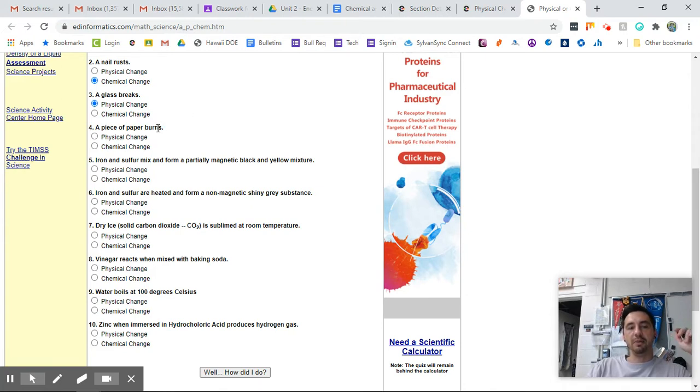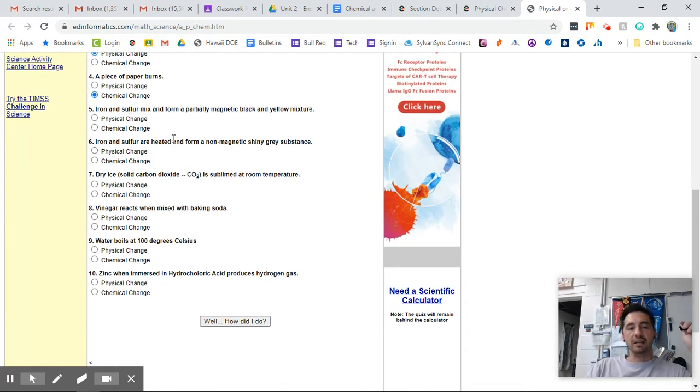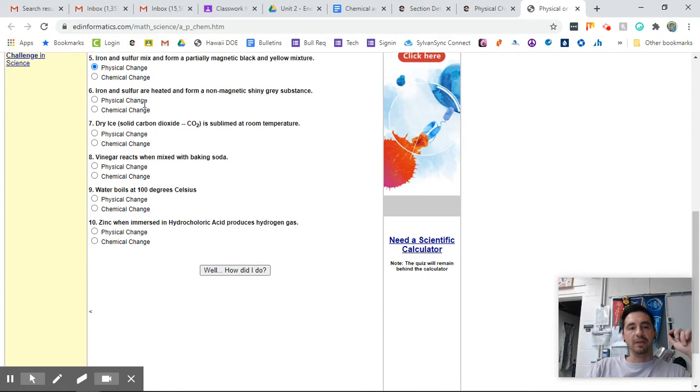Anytime you hear breaks or tears or something like that, it's going to be a physical change. A piece of paper burns. Anything burning is going to be a chemical change. Iron and sulfur mix and form a partially magnetic black and yellow mixture. Okay, this one's a little bit tricky. I'm not sure. Is it reacting? We'll see. I'm going to say that since it's still magnetic, the iron is still iron, so it's going to be a physical change. I'm going to say we're mixing it, but let's see.